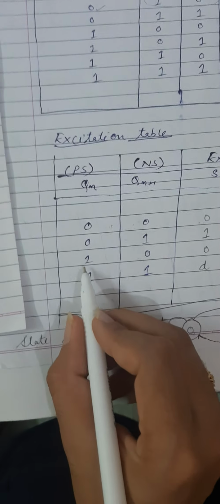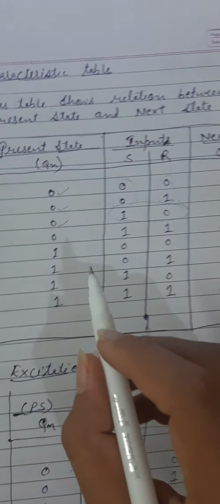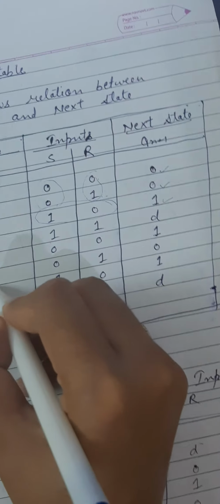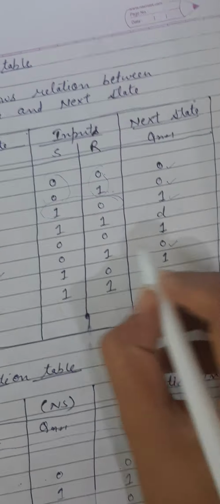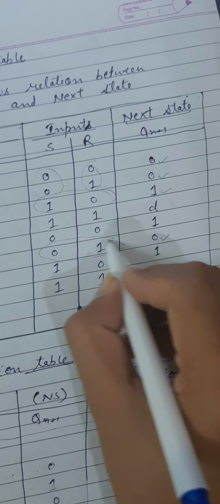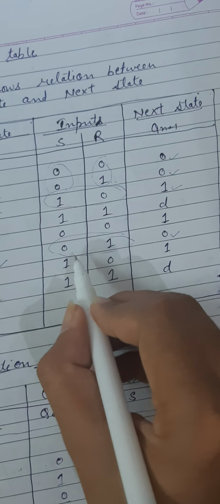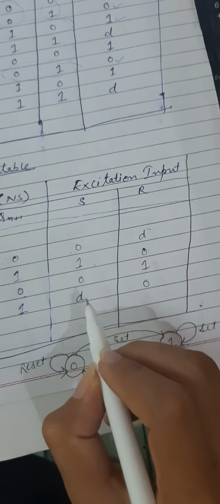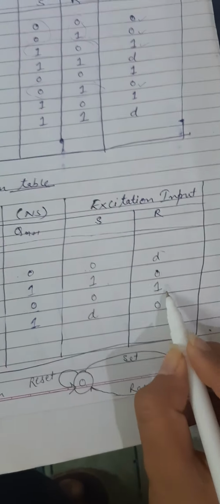And in the next case, when the value of present state is 1 and the value of next state is 0, we see in the characteristic table, when the value of present state is 1 and the value of next state is 0, this is also the one case in the characteristic table, and the inputs are 0 and 1. So write in the excitation table 0 and 1.